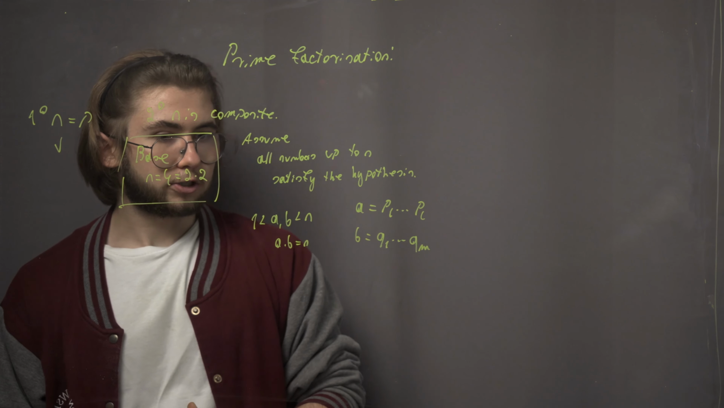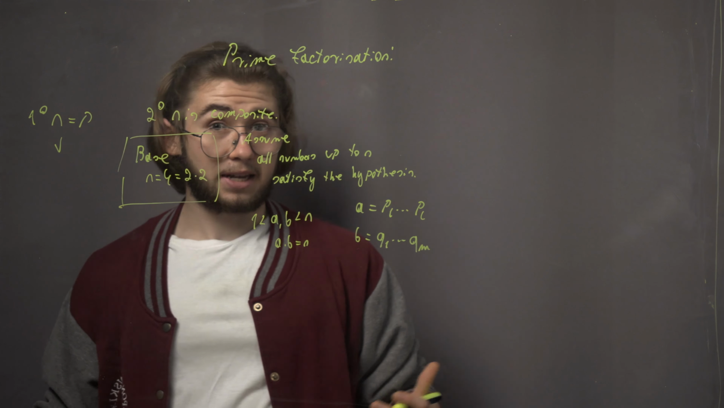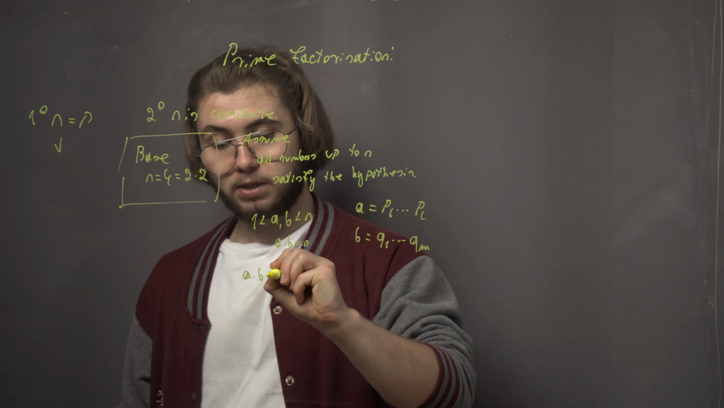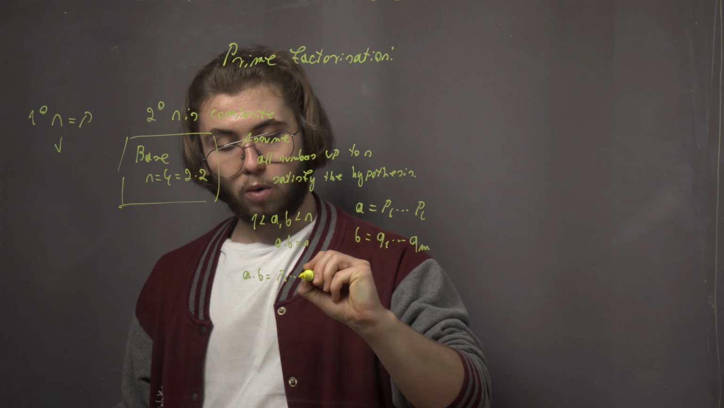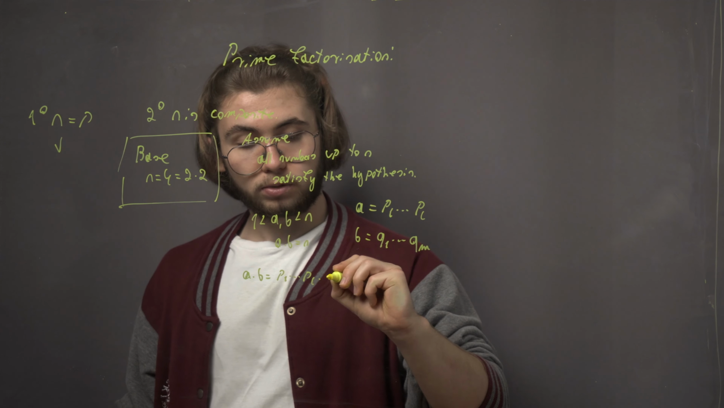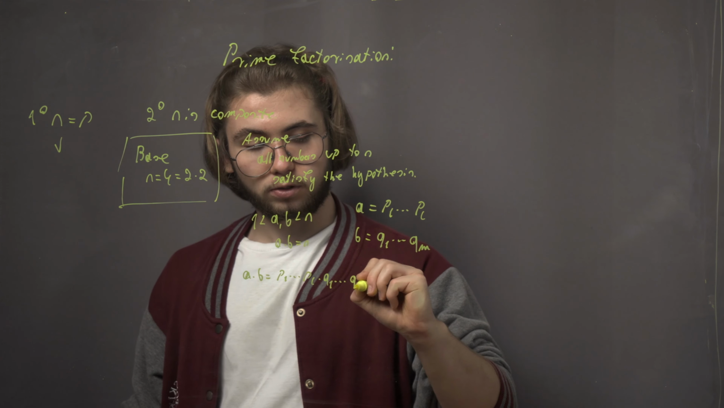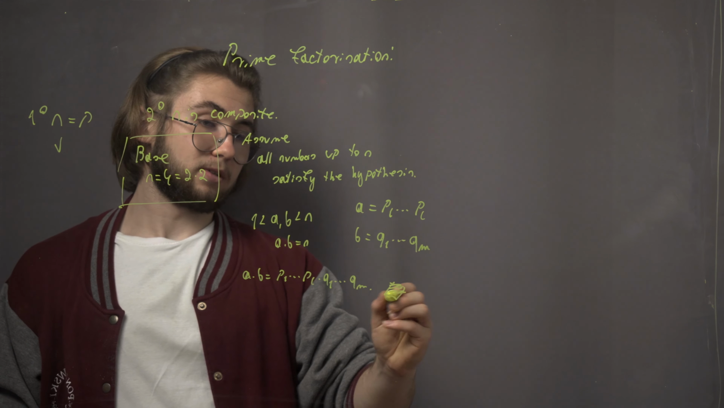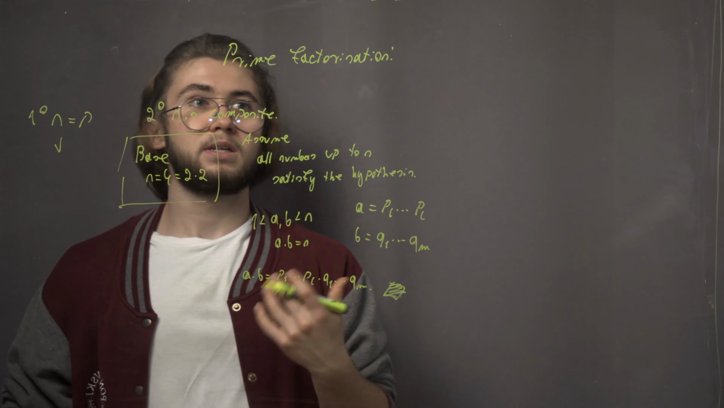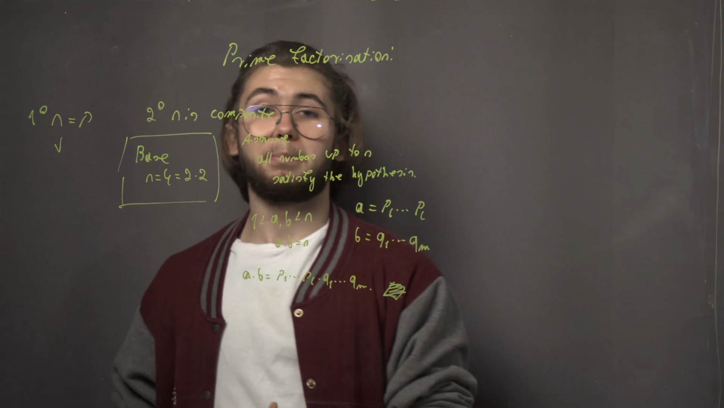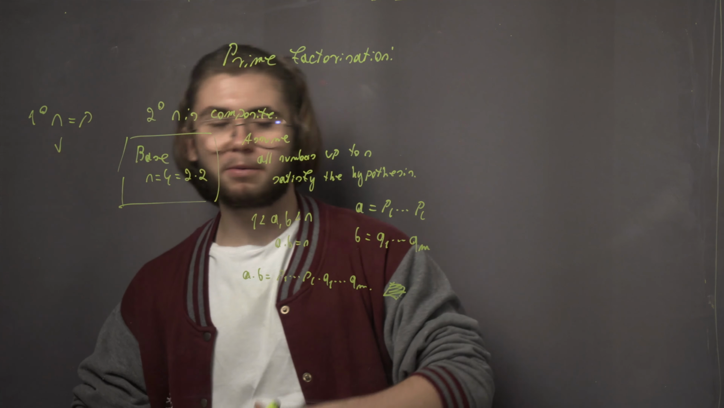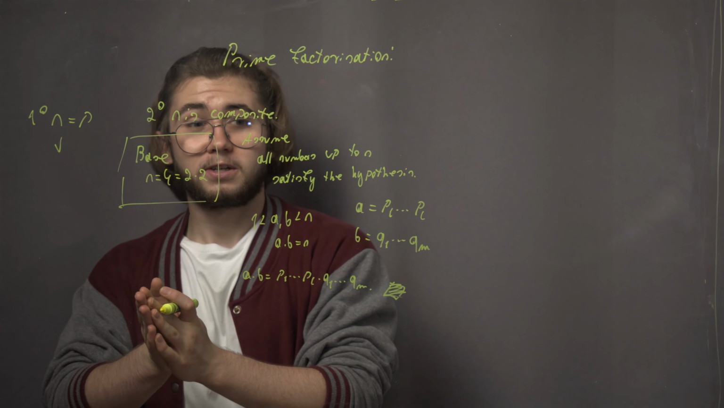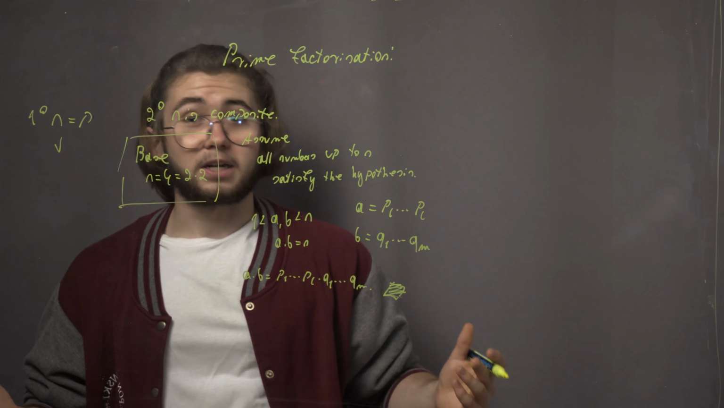So what it means is that n will also be a product of primes, because it will be a times b, which is equal to those p1 up to pl multiplied by q1 up to qm, which proves our statement and proves that every single number, no matter if it's prime or composite, is expressible as a product of some number of prime numbers. And I think we can tackle the uniqueness right now.